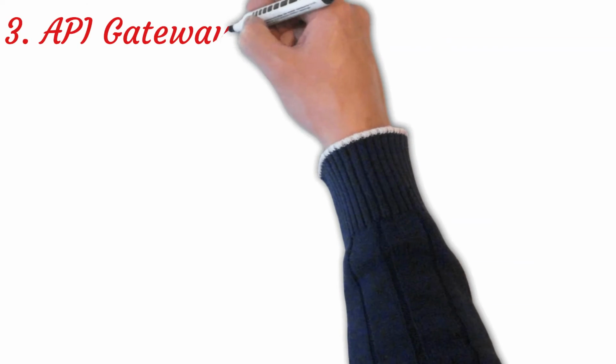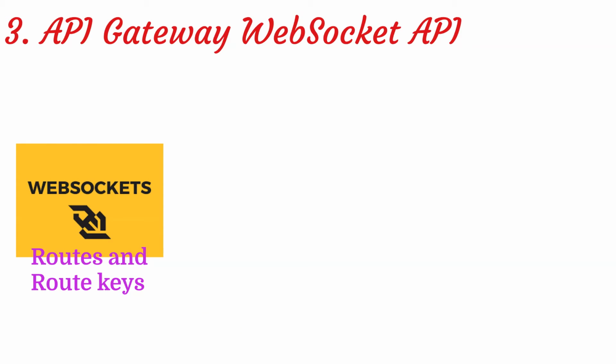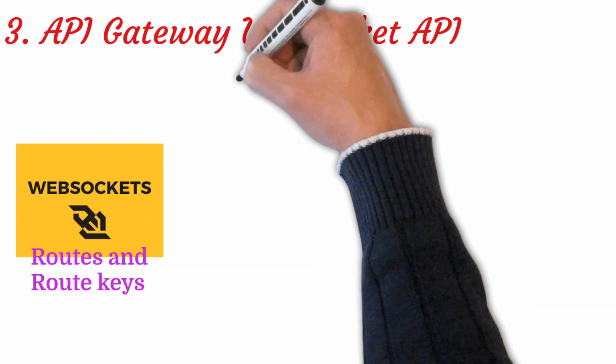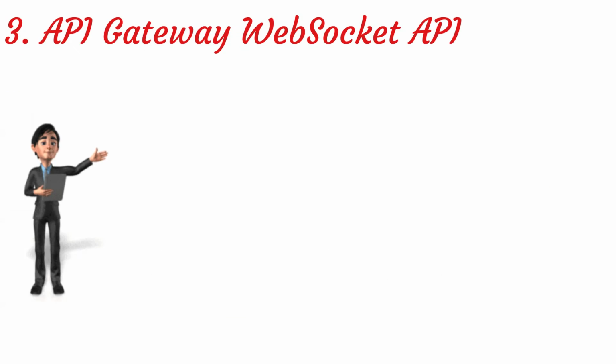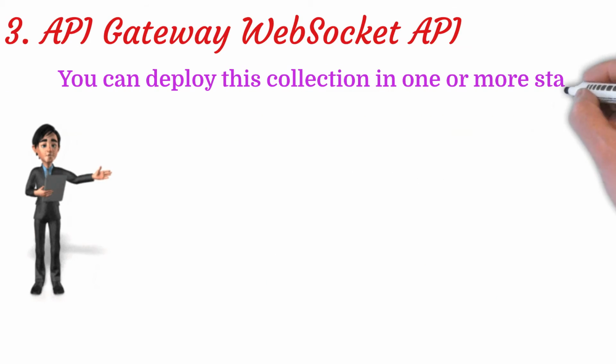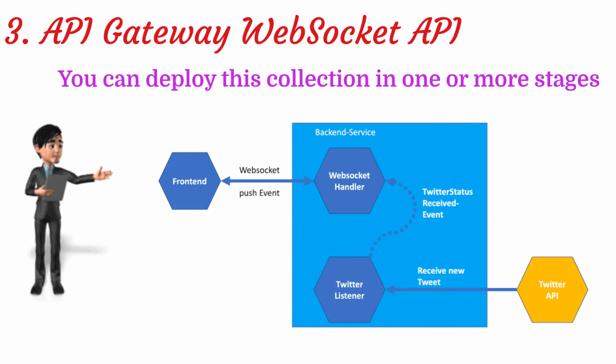3. API Gateway WebSocket API is a collection of WebSocket routes and route keys that are integrated with backend HTTP endpoints, Lambda functions, or other AWS services. You can deploy this collection in one or more stages. API methods are invoked through front-end WebSocket connections.